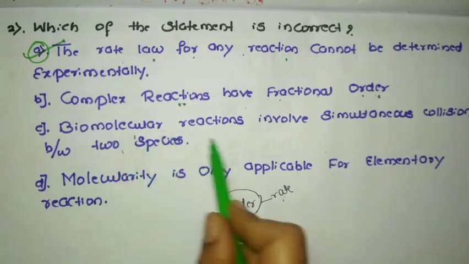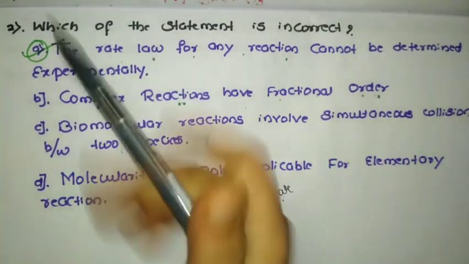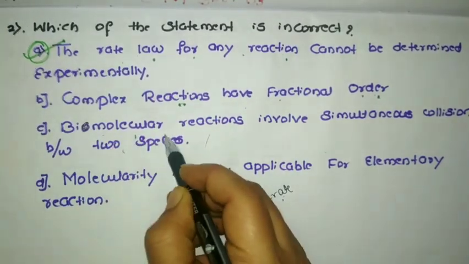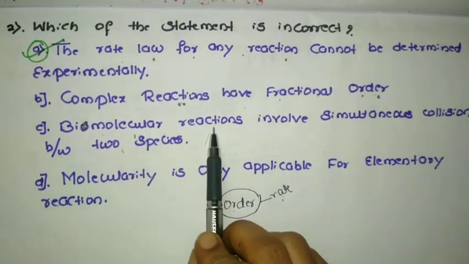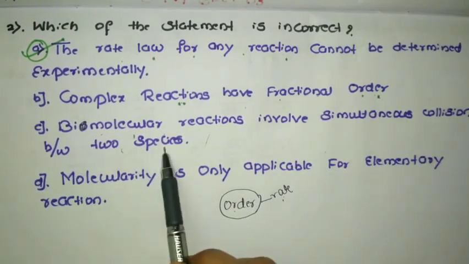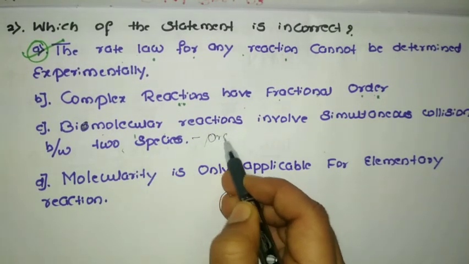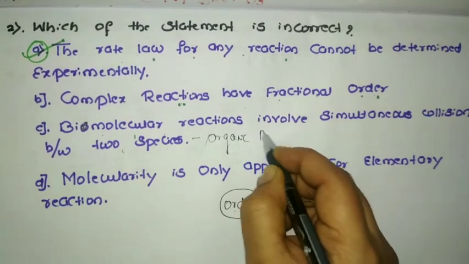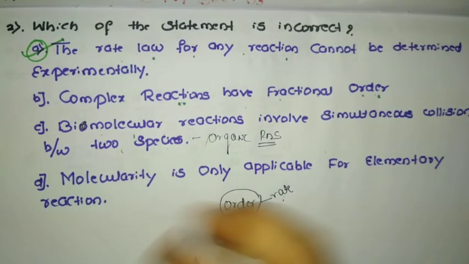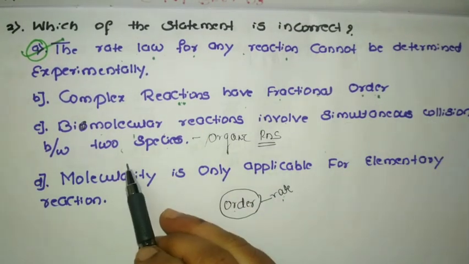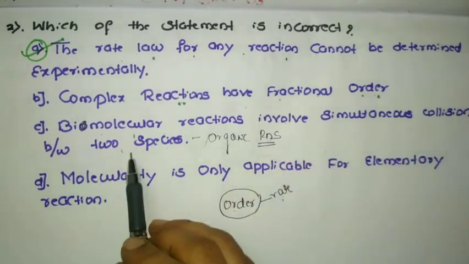Bimolecular reactions involve simultaneous collision between the two species. Bimolecular reactions means the reaction consisting of two species. Usually these bimolecular reactions are organic reactions which consist of two molecules. Obviously the concentration of the two species plays a very important role because it involves a simultaneous collision between the two species.